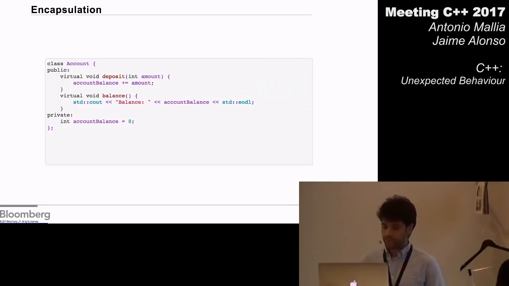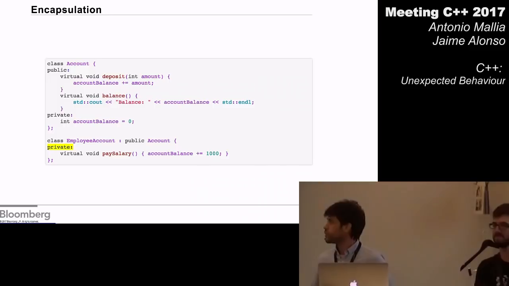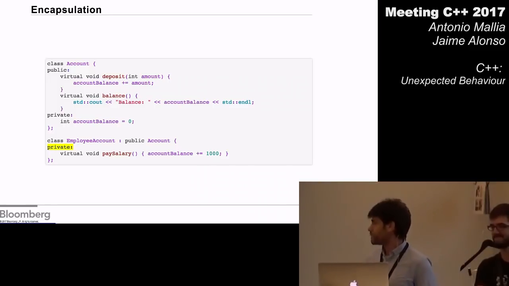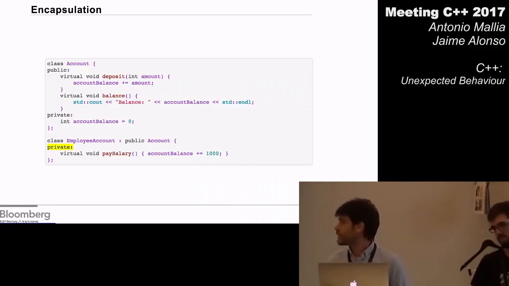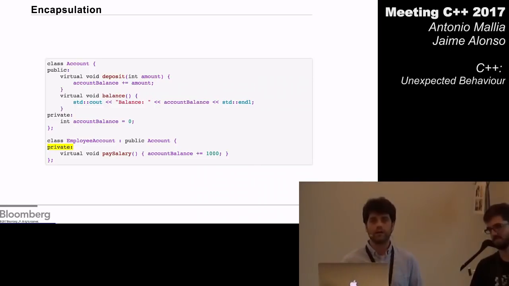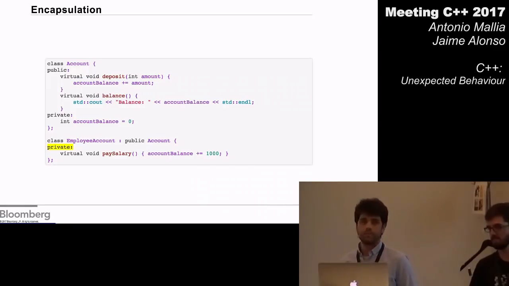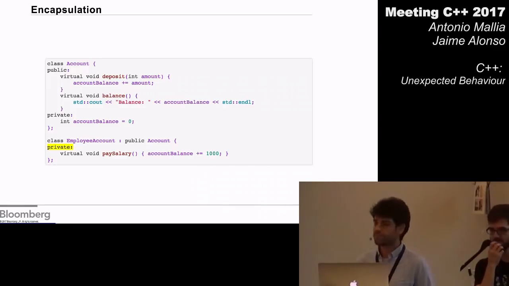Yeah, you put your money in your account, you get your balance. Then you want to extend it, because you got a job, and yeah, you have an employee account. So this employee account has a private method, which is accessed by a third party. It's private because you cannot pay your salary, obviously. But what this method does is just increasing your account balance by a fixed amount of money every month, right?